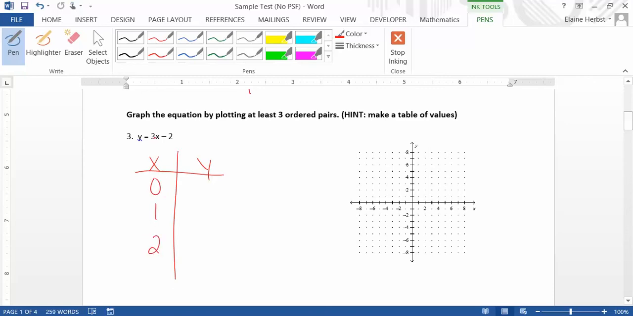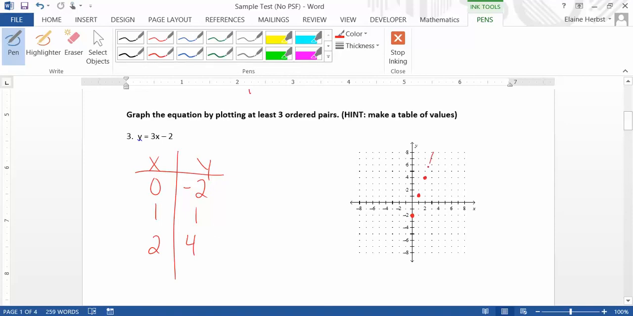So what happens when you plug a 0 in? 3 times 0 is 0, minus 2, -2. 3 times 1, when I plug the 1 in for x, is 3, minus 2 is 1. And when I plug in a 2, 3 times 2 is 6, minus 2 is 4. Now I need to plot the ordered pairs, (0, -2), (1, 1), and (2, 4).